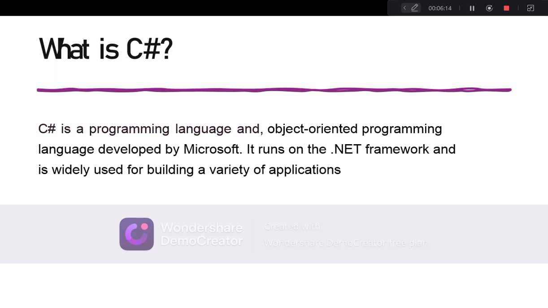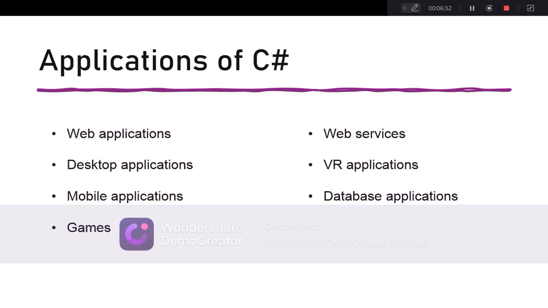Sorry. Now, we will talk about the C Sharp language. It's a programming language that supports object-oriented programming, developed by Microsoft, running on the .NET framework. It's widely used to make many applications. We can use C Sharp to create websites, desktop applications, mobile applications, gaming, web services, and so on.